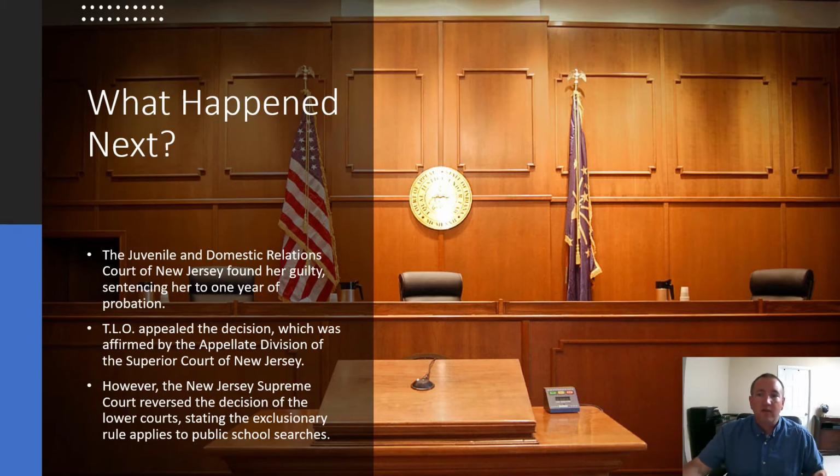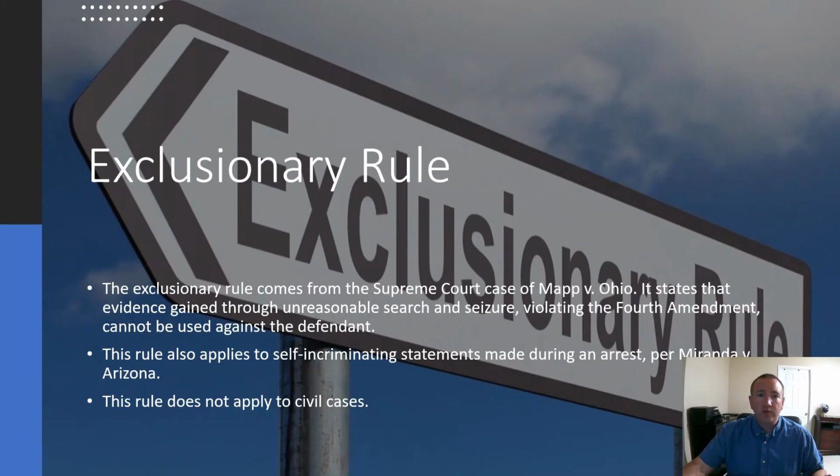So you may be asking yourself, what is the exclusionary rule? Well, the exclusionary rule comes from the Supreme Court in the case of Mapp versus Ohio. It states that evidence that was gained through unreasonable search and seizure, violating the Fourth Amendment, cannot be used against the defendant in a criminal proceeding. This also applies to self-incriminating statements. This comes from Miranda versus Arizona.